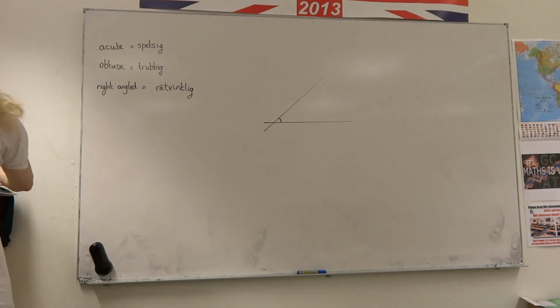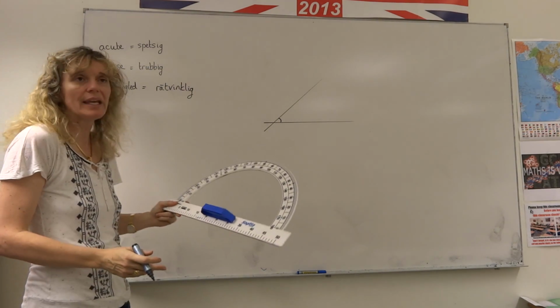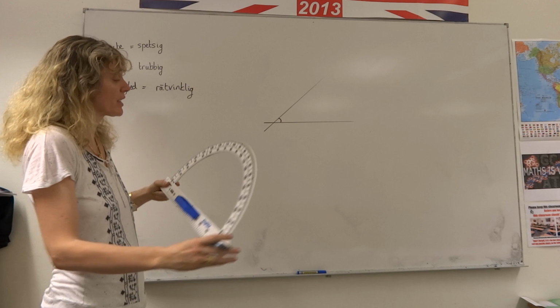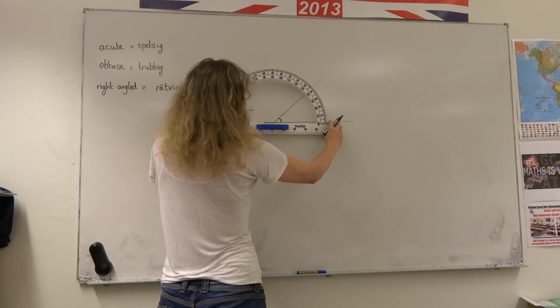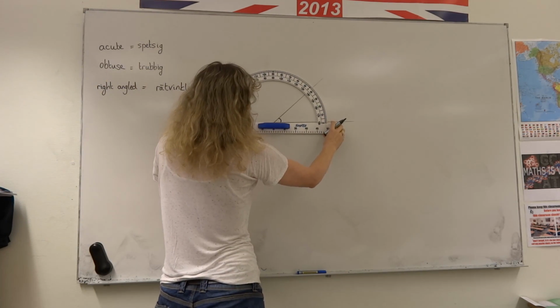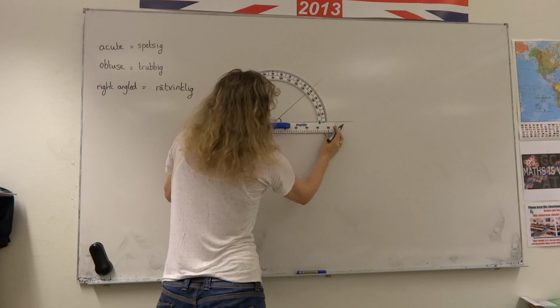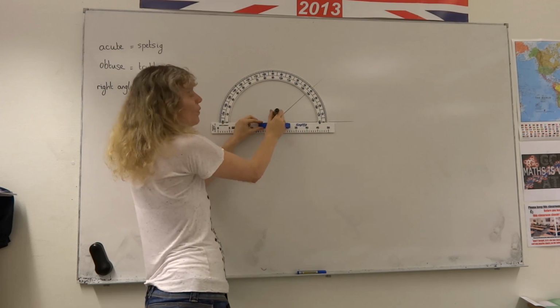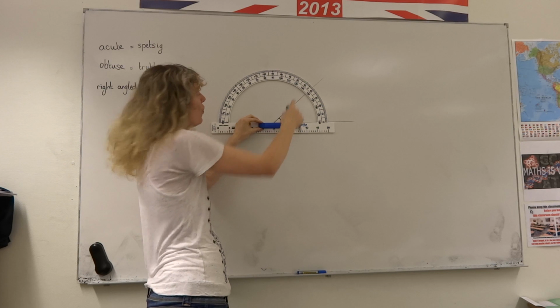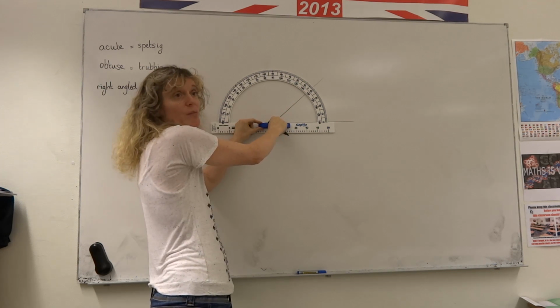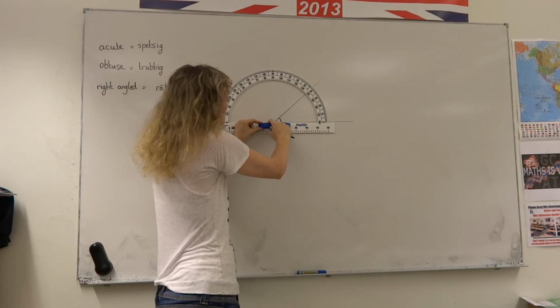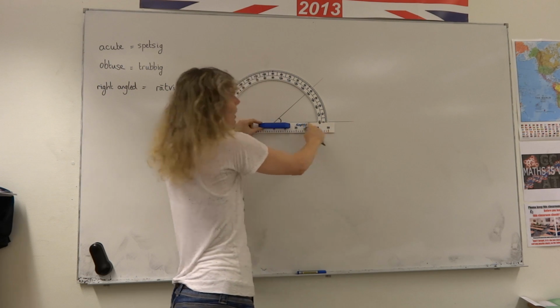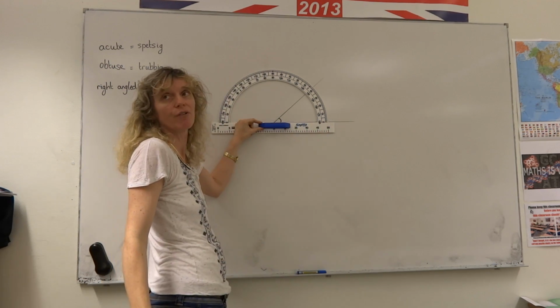We would take our protractor, and the important thing here is how we set up the protractor correctly. We have to set up the protractor so that the point of the protractor is in line with where the two angles meet. So where these angles meet is where the middle point of my protractor goes. And then my protractor actually has to lie parallel to the line that I'm measuring from.